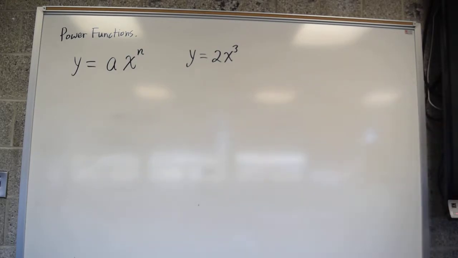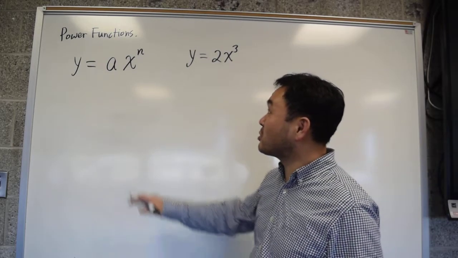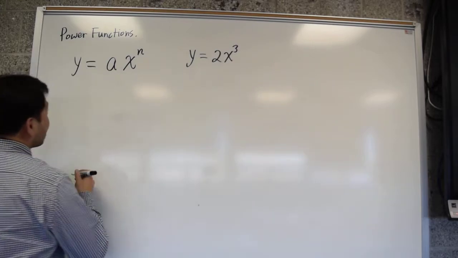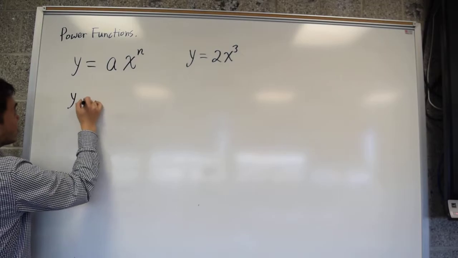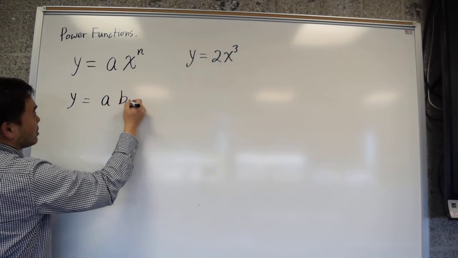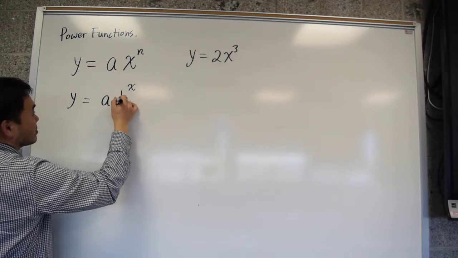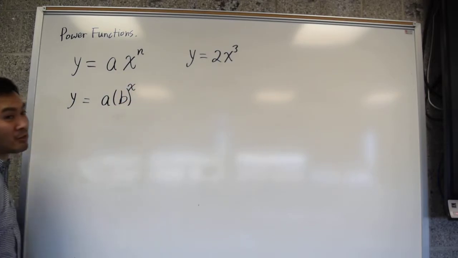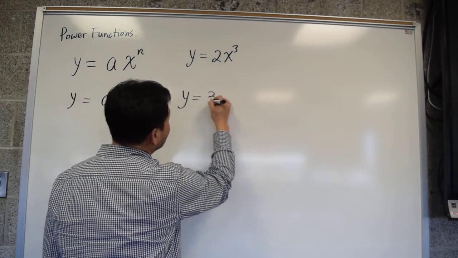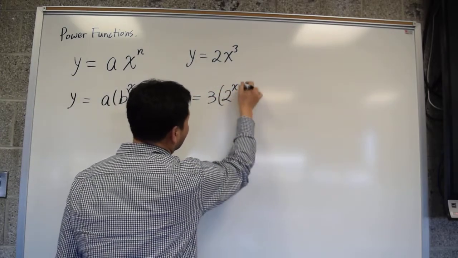But before I do that, I also want to explain a little difference between a power function and an exponential function. An exponential function looks like a times some b to the x power, and an example of such would be y equals 3 times 2 to the x power, something like that.